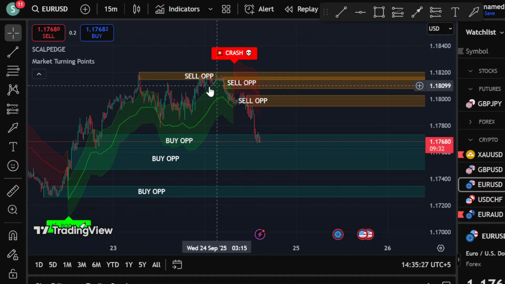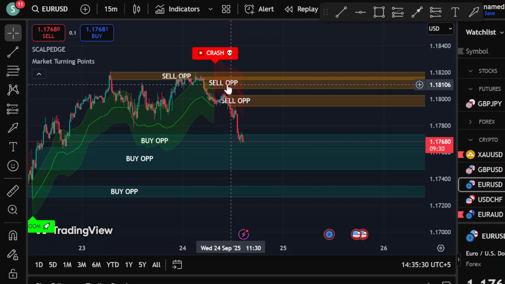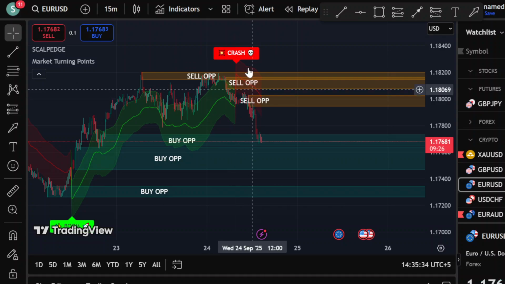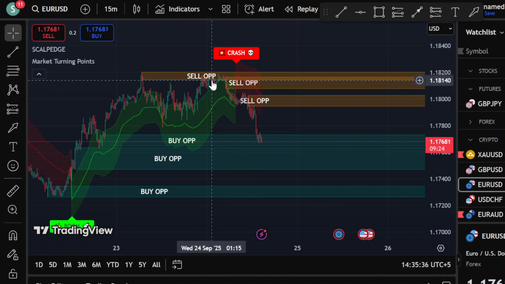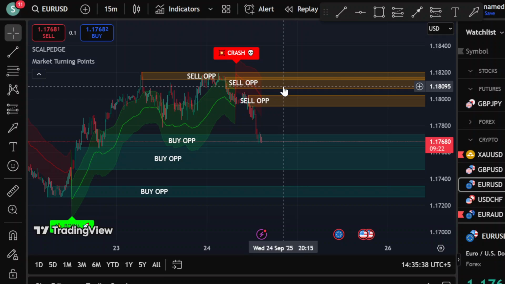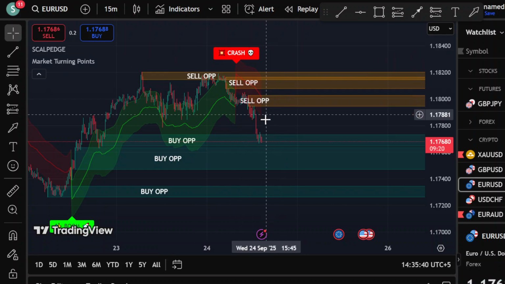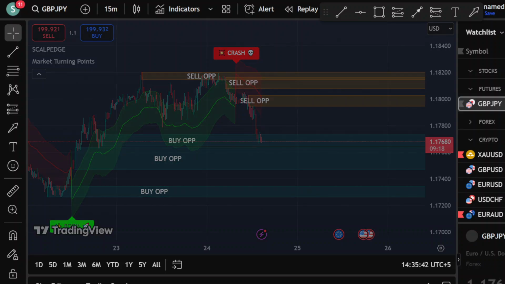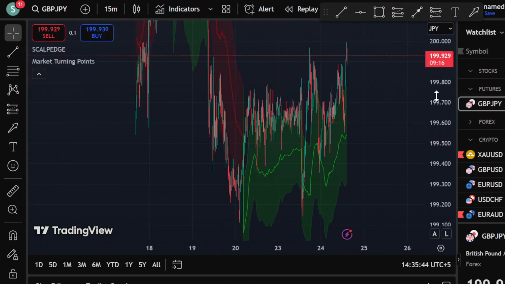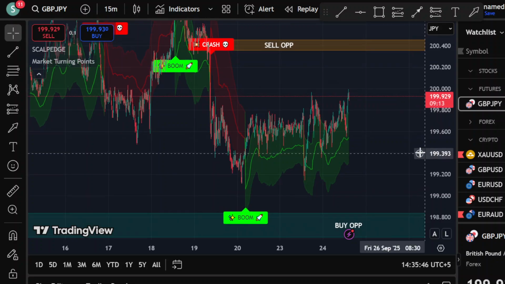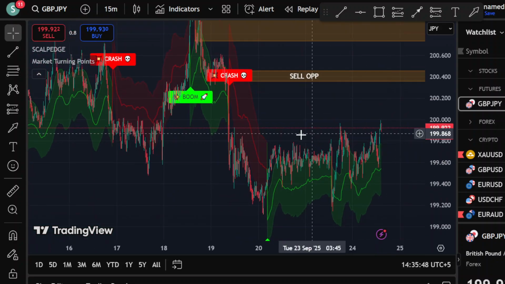You can see this is an excellent ride that it has given on EUR/USD already. Now just look at this. This is a kind of double confirmation: the crash plus the sell opportunity. If you are getting both signals, the sell opportunity level from the Market Turning Points and a crash signal, it means the price can reverse from that area. Now I'm going to show you the other signals and how it's working, because we are not going to cherry-pick all signals.